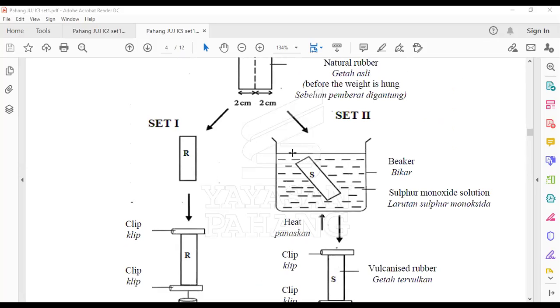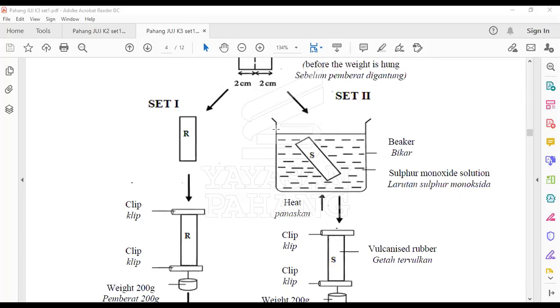Oh, this is actually the same rubber strip from the natural rubber, which is labeled as S. But this time, it is being immersed into the sulfur monoxide solution. This sulfur monoxide solution is actually going to change this natural rubber to become a vulcanized rubber. Okay. Now, how to form vulcanized rubber? The sulfur cross-link is introduced between the rubber chains. Okay, so please refer back to a textbook for the diagram of the structure.